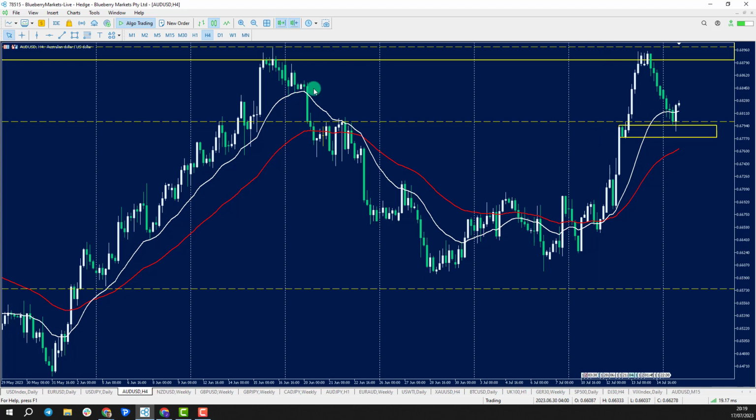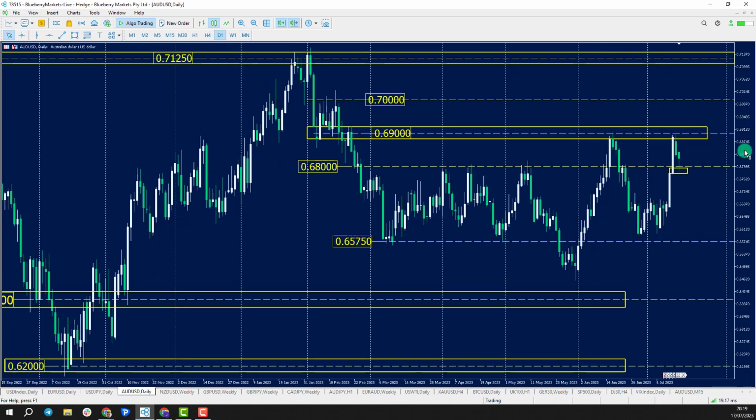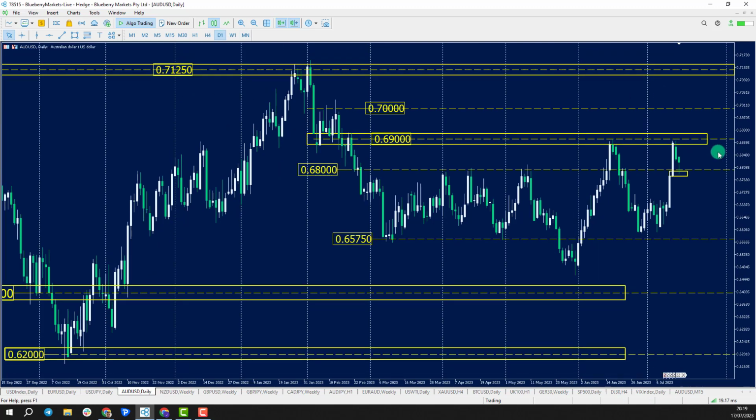So signs here on a price action perspective that buyers are starting to get back involved around about this 0.68 handle. Fundamentally, Aussie US dollar could remain slightly strong, especially if the RBA meeting minutes suggest that the RBA are going to just potentially hike rates in August, and that we could see maybe a move up to that 0.70 handle.